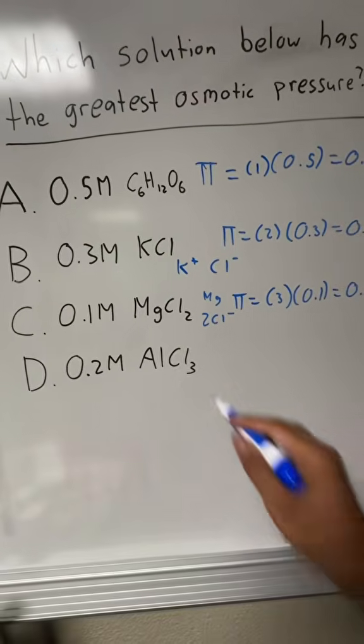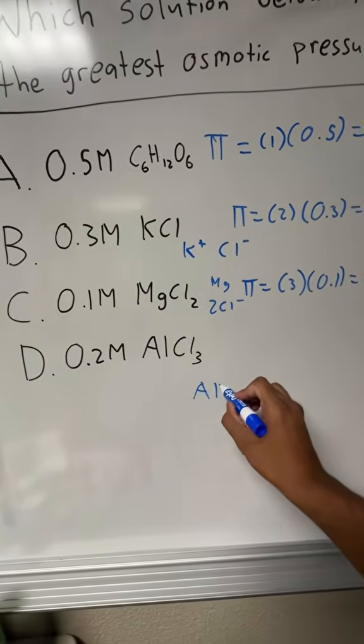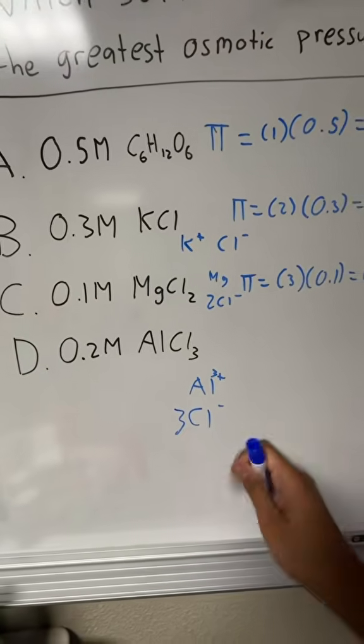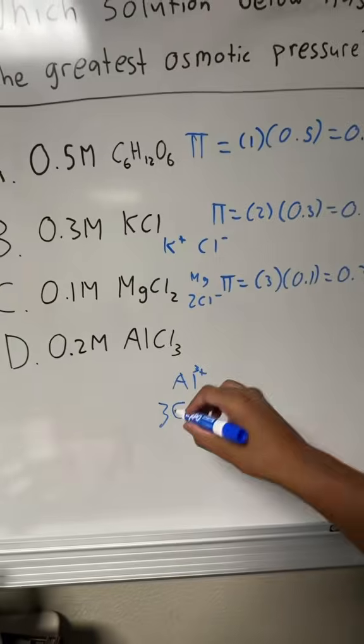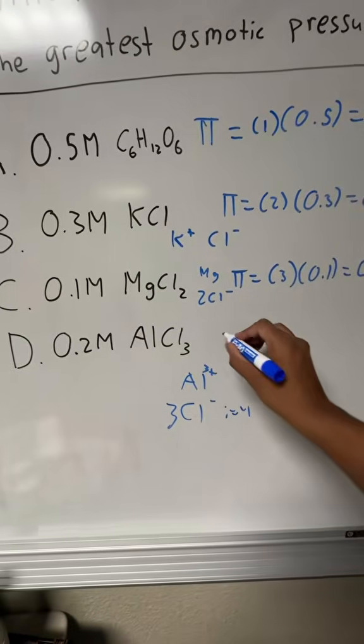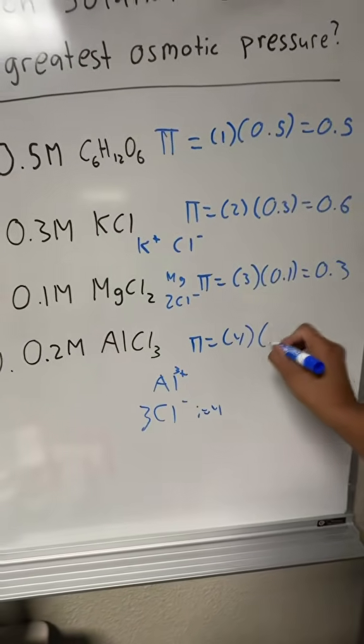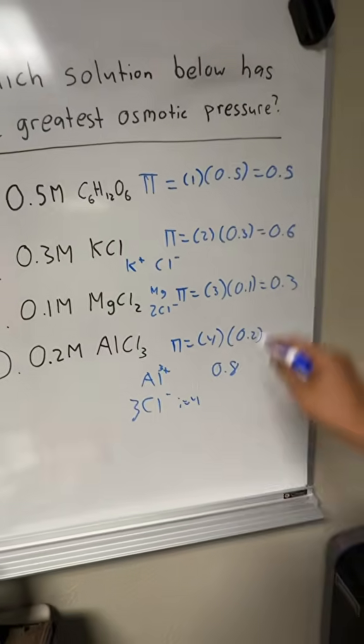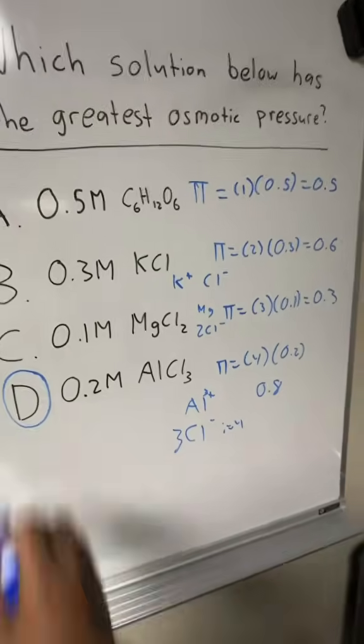Now this last one right here, AlCl3, is going to break up into Al3+ and then 3 Cl-. And so this has 4 different ions, so its van 't Hoff factor is going to be 4. So let's calculate osmotic pressure. We get a total of 0.8. So compared to all of these, D is going to be our answer because it has the greatest osmotic pressure.